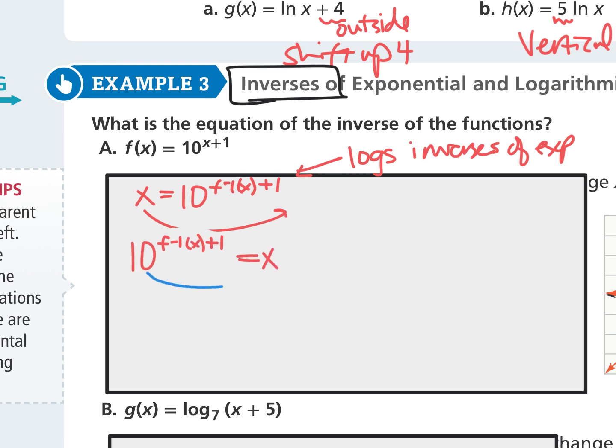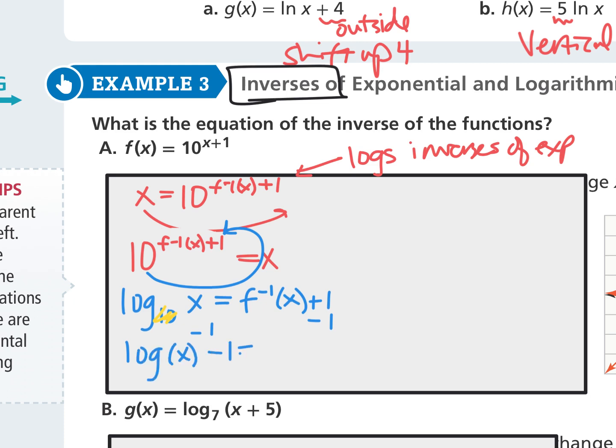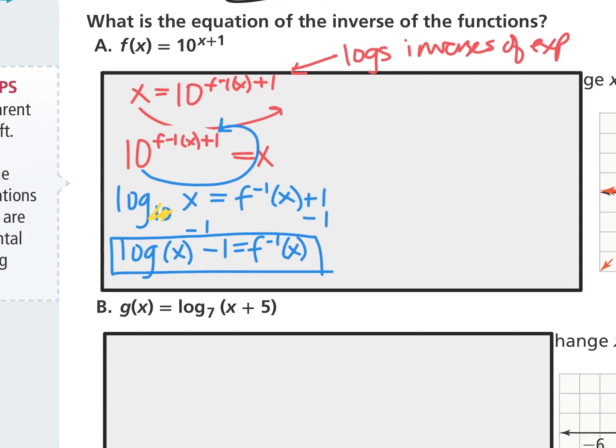And now that I have that written this way, I can do my log loop. So this would be log base 10 of x equals the inverse plus 1. And because this says log base 10, I don't actually have to write the 10. I can just leave it as log x. And my last step will be to minus 1. So this is going to be log of x minus 1. You do not have to put the parentheses, but I'm trying to help you see very specifically that minus 1 is going to be on the outside. All right, one more of those quick examples.